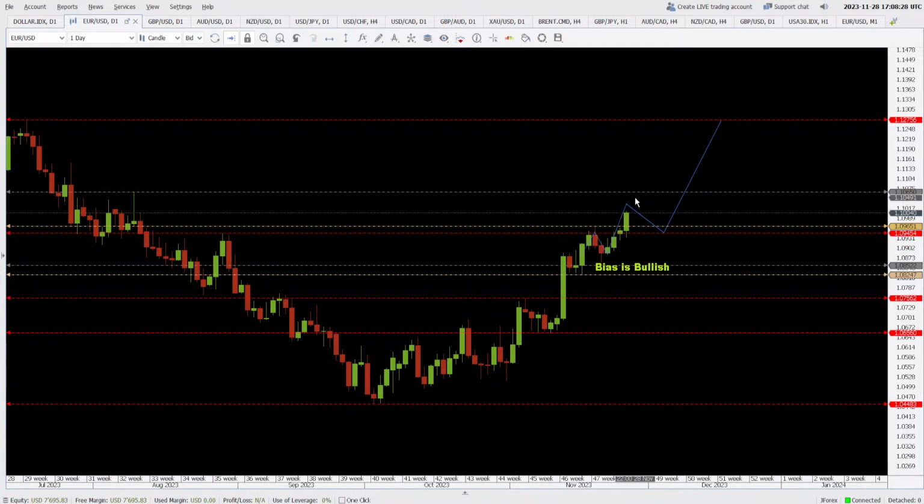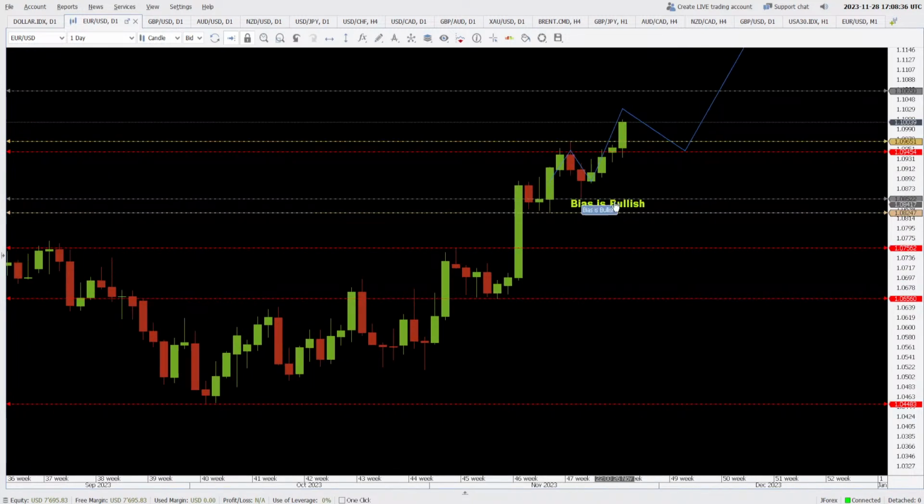The targets are 1.1065, which is the next level of resistance, and we can expect support around 1.0965 on the way down, which was the previous resistance on the 28th of November this month.